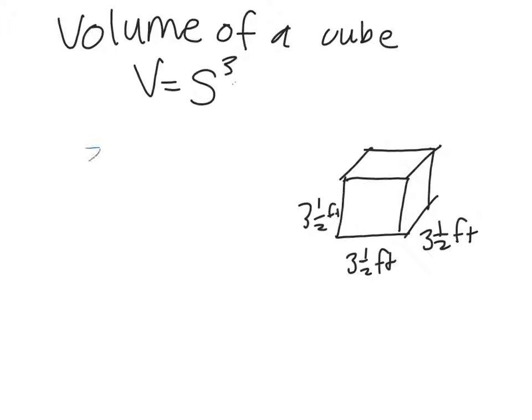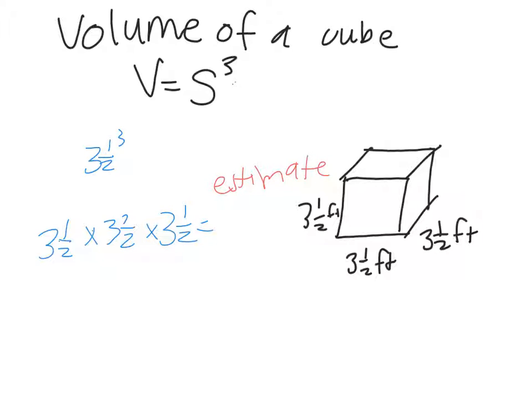So if I have 3.5 cubed, remember that's going to be 3.5 times 3.5 times 3.5. So just estimating this, my answer is going to be, oh, my pen is not working very well today. 3 times 3 would give me 9, times 3 would give me 27. So my answer is going to be greater than 27. Okay? That's my estimate. So let's go ahead and solve this.